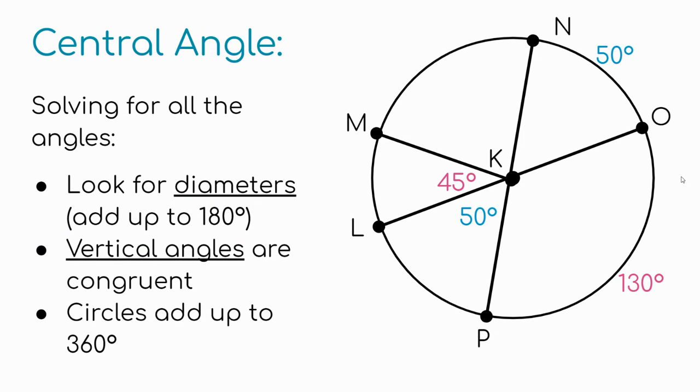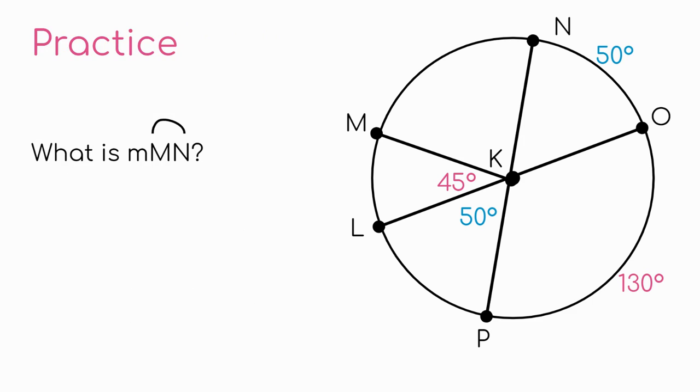All right, and your last tip is to remember that circles add up to 360 degrees. So if you have all the angles except for one, you can add them up and subtract them from 360. So I want you to try to solve for arc MN. Remember, you can pause the video and try to solve for it. You might want to grab a calculator if you haven't already.